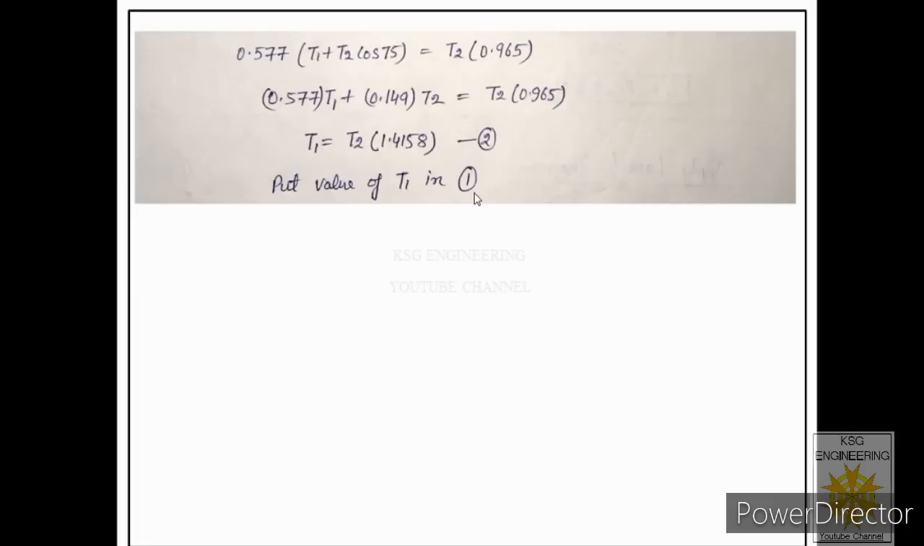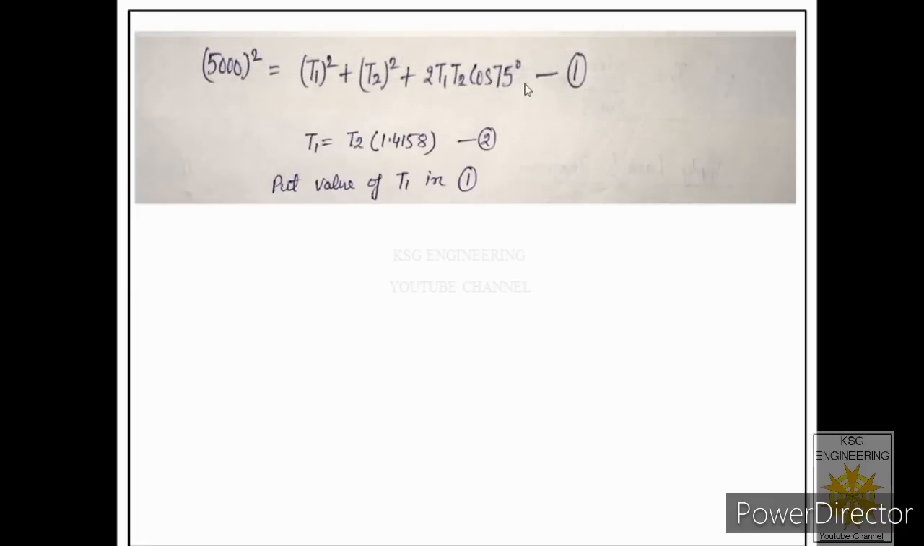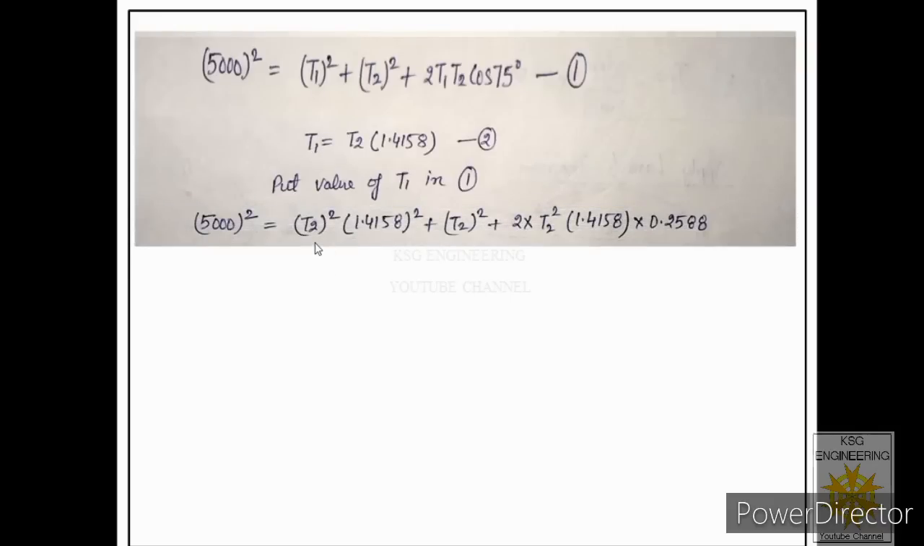So what was the first equation? This was the first equation. So now we will put the value of T1 over here. So you can see we have entered the value of T1 in equation number 1, which is equal to T2 times 1.4158. So this value is entered here. We took the square also. Fine. Similarly, we have replaced this T1 by this value. See, T2 square, because this will multiply with this T2.